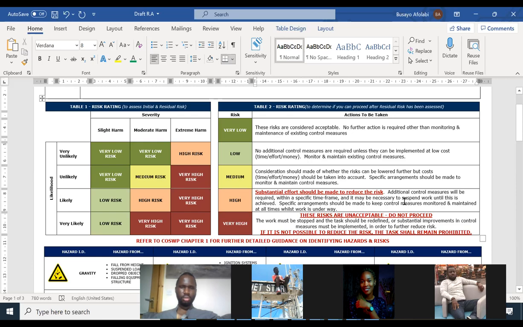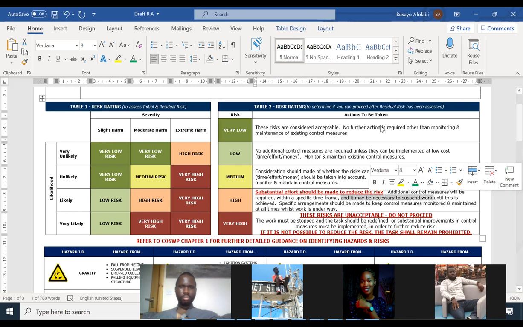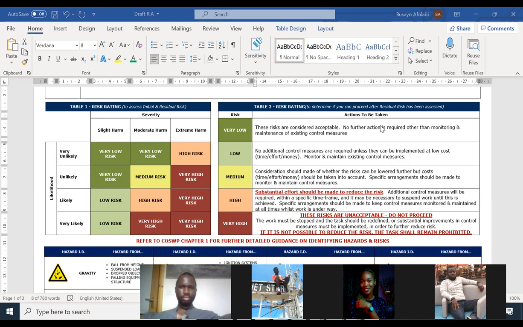Okay. For us having high risk, you can see substantial effort should be made to reduce the risk. So we need to bring in additional control measures. So in this situation, what else can we do to reduce this hazard?